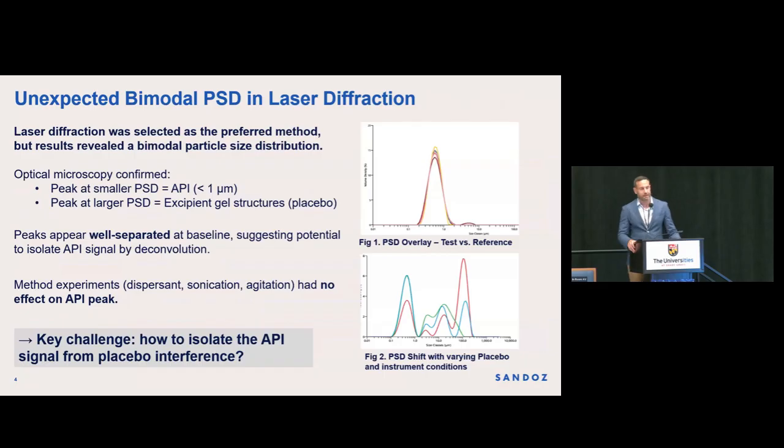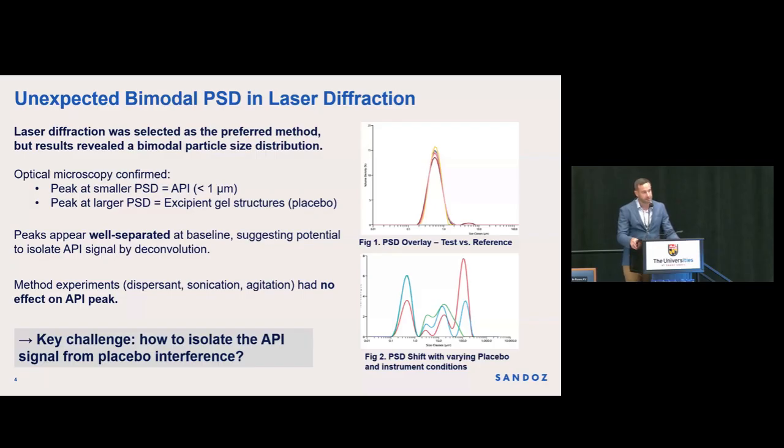When we did this, this is what we got. We got an unexpected bimodal particle size distribution. If you refer to figure 1, you can see that there are two peaks, the major, big one, and a smaller one. Based on our understanding of the product, we did not expect this. So what are the possible root causes? Maybe some agglomeration happened, or something else, but this is not possible to see with the laser diffraction.